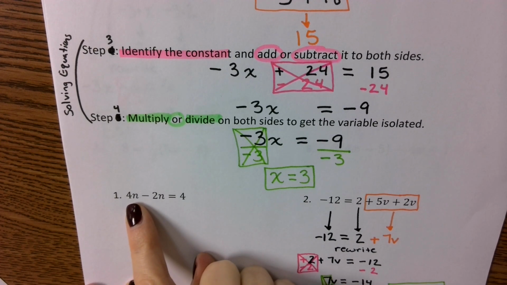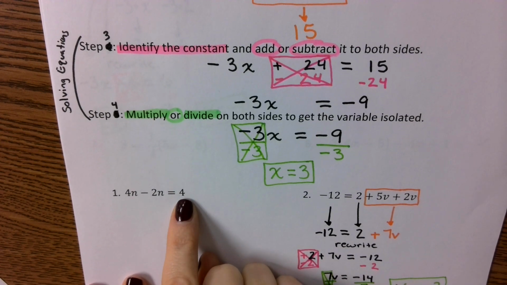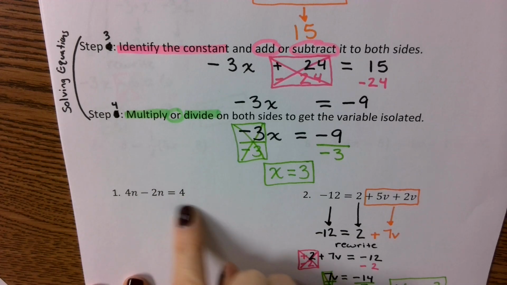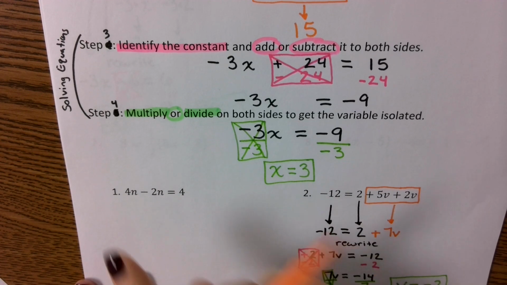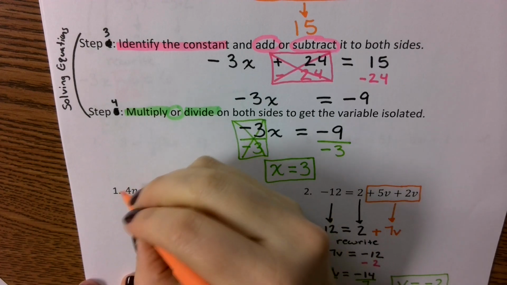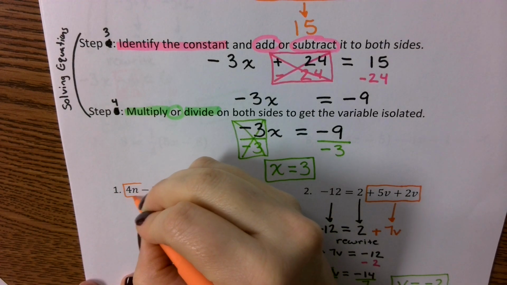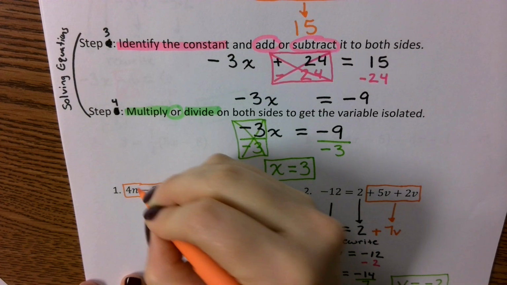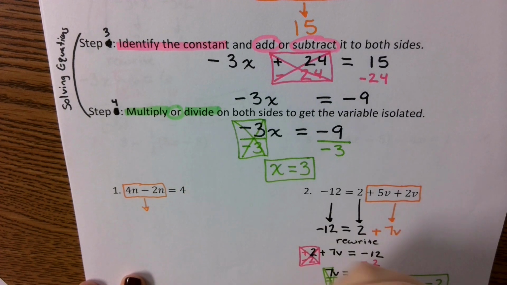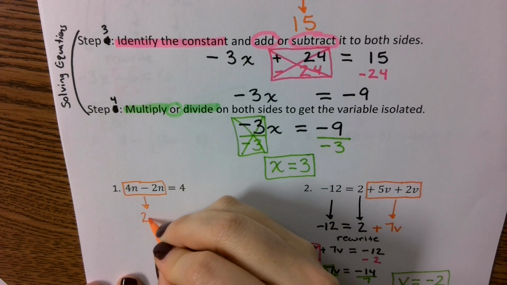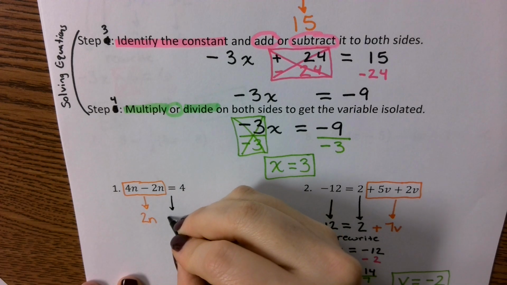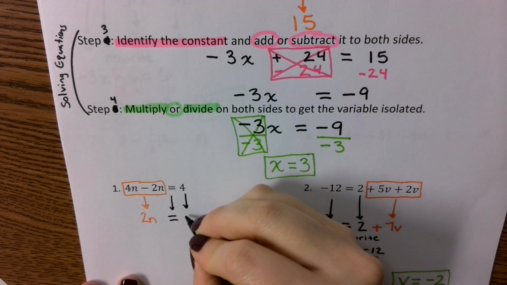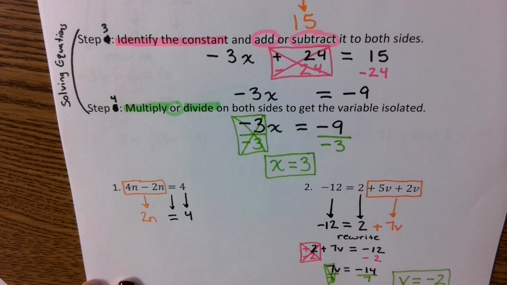Okay, so we have 4n minus 2n is equal to 4. We do not have any distributive property, so there's no step 1. We do have combining like terms. We happen to be able to combine 4n minus 2n. When we do that, that gives us 2n. So we have 2n is equal to 4.